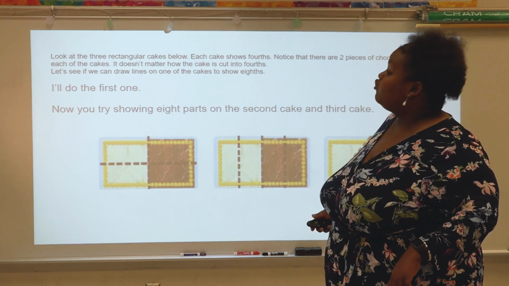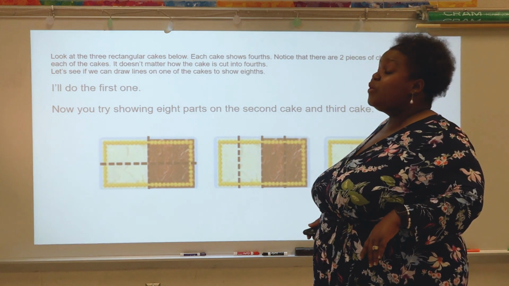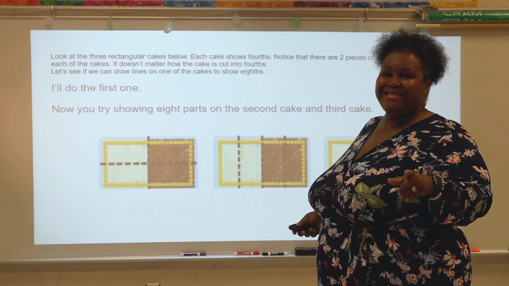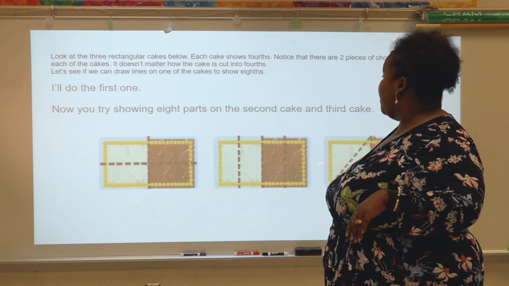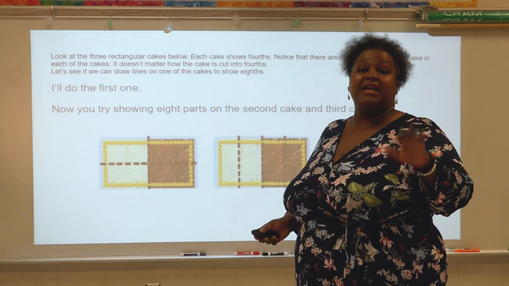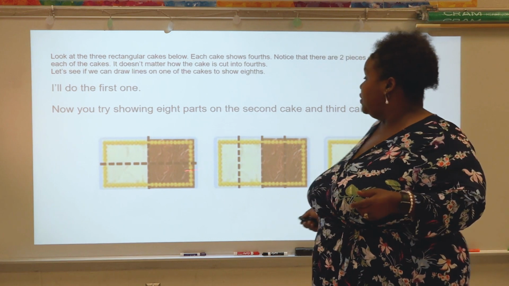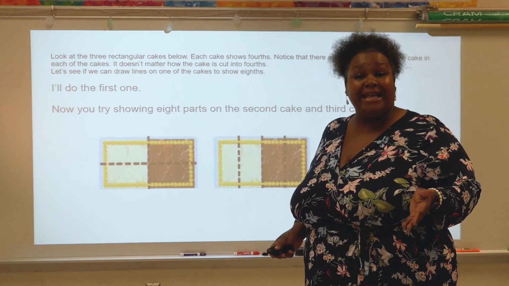Let's see if we can draw lines on one of the cakes to show 8ths. So we'll want to make our cakes from 4ths into 8ths. I'm going to do the first one, but I'm going to give you an opportunity to do the second and third cake on your own. So you need to get your paper and pencil ready so you can start drawing these cakes and try to make them into 8ths, okay?